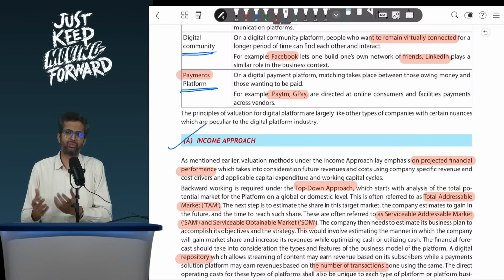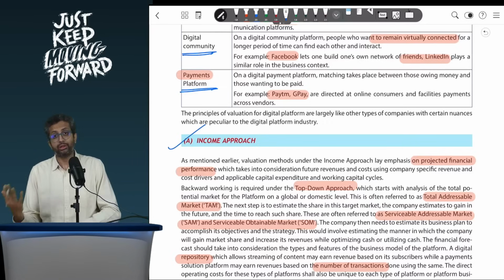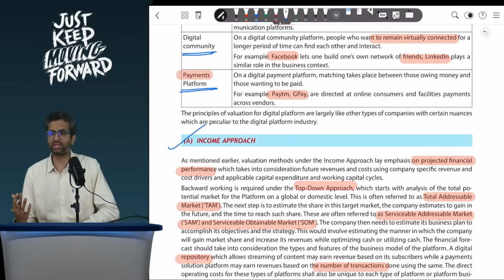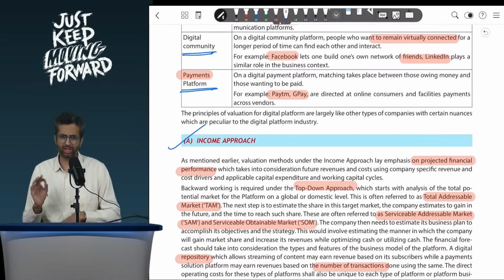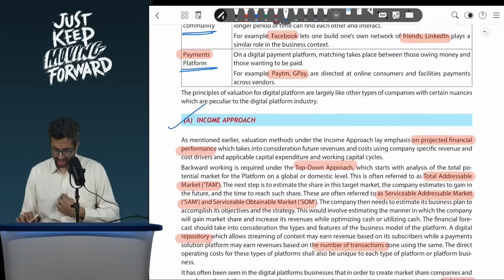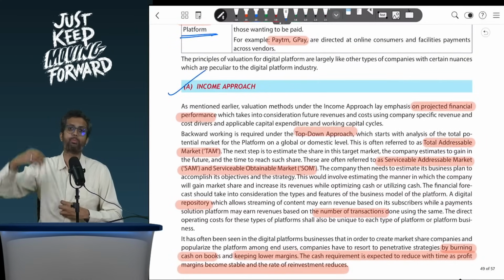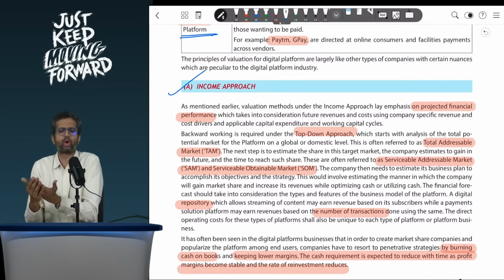What are the challenges in the income approach? For these platforms, a lot of cash burn might be required, and as a result, they might not be generating profits. However, for their valuation, if your income is negative, it becomes slightly challenging to do their valuation, same as that of a startup, and hence you might have to do some top-down analysis or a bottom-up analysis.